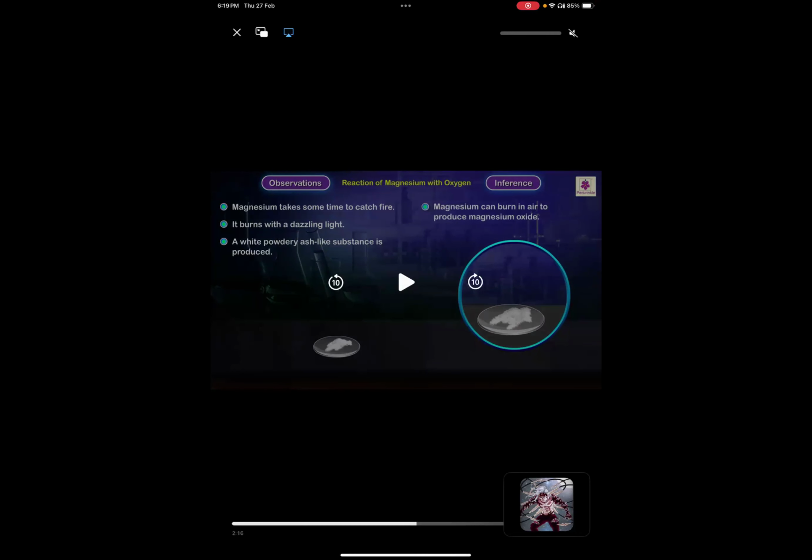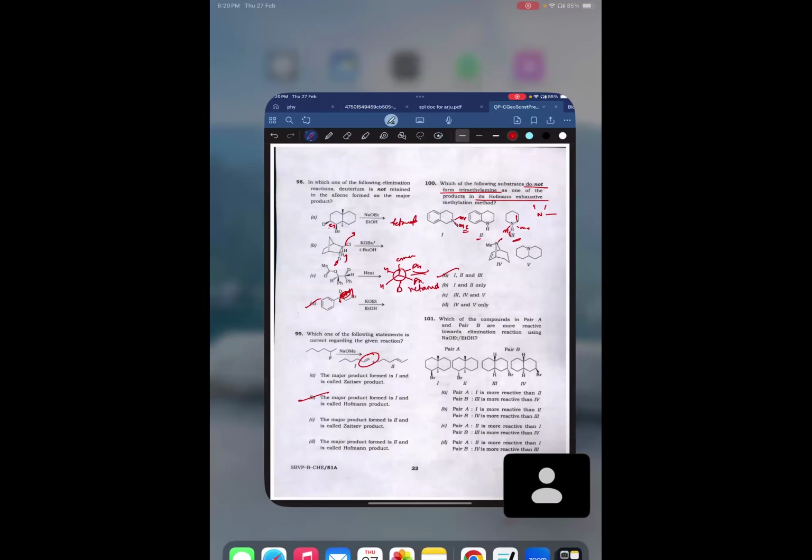What is this powdery ash-like substance? Anyone? Magnesium oxide. Yes, very good. Magnesium oxide. So we have converted magnesium into magnesium oxide through burning it in presence of air. So that is a reaction that has taken place. So what are the observations? That magnesium takes some time to catch fire, then it burns with dazzling light and it produces a white powder ash called magnesium oxide.